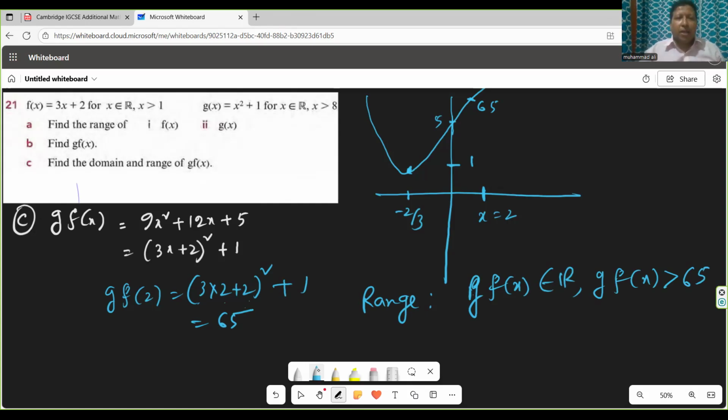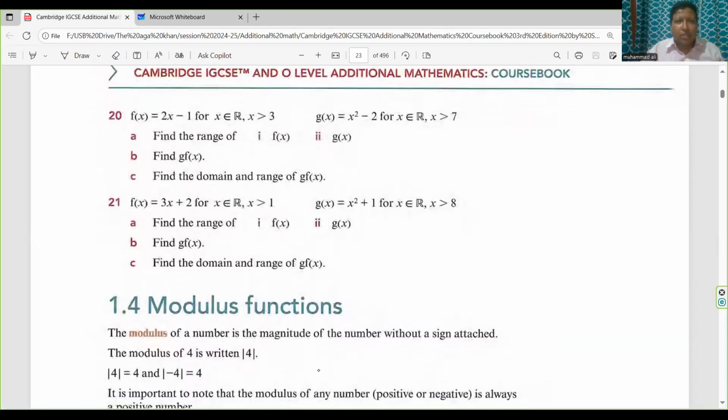So I think everybody understood all of these maths. To find the range, it is better if you are able to sketch the curve and observe all of this properly. I want to give you one homework: question number 20. Try to do it at home and please send it to me. If you have any confusion, I will help you.